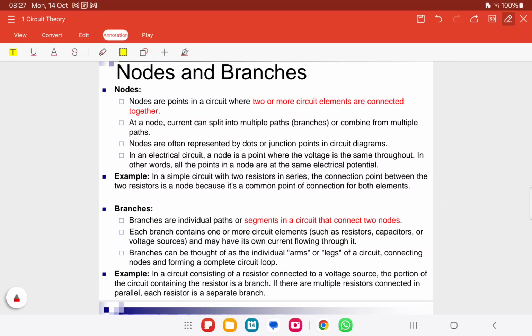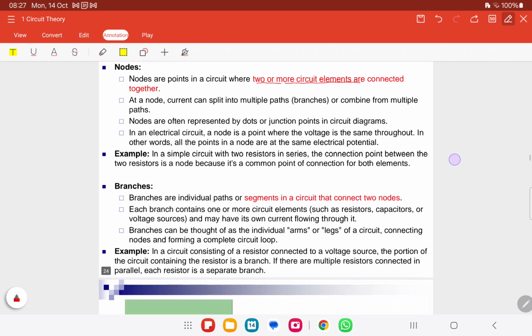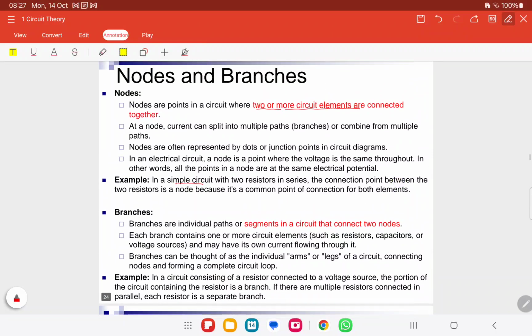Okay, nodes are where we connect two or more electrical components. Example here: a simple circuit with two resistors in series. The connection point between the two resistors is a node. For example, if we have one resistor and another resistor, this is one node in between the resistors.